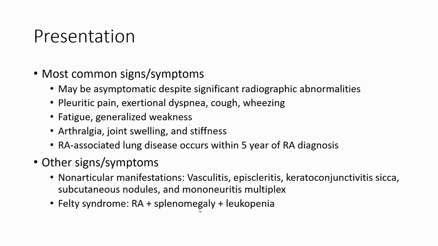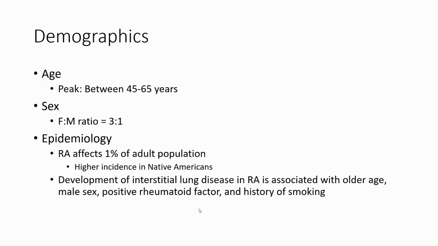Other signs and symptoms: non-articular manifestations, vasculitis, episcleritis, keratoconjunctivitis sicca, subcutaneous nodules, and mononeuritis multiplex. Felty syndrome: rheumatoid arthritis, splenomegaly, and leukopenia. Peak age between 45 to 65 years. Female to male ratio is 3 to 1.